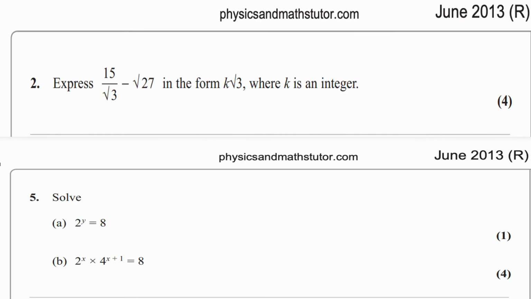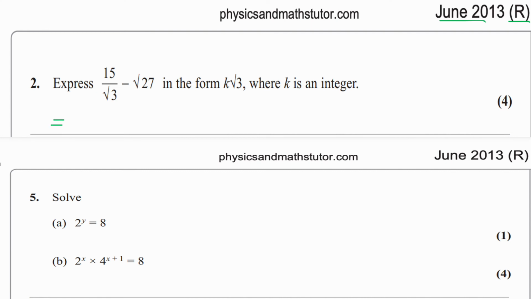Okay, now we're looking at some more rationalising surds from the June 2013 paper. I'm not quite sure what the R means there, so I apologise about that. I'm guessing it's probably from a more recent specification. I'm not fully sure about that, so apologies there, guys.